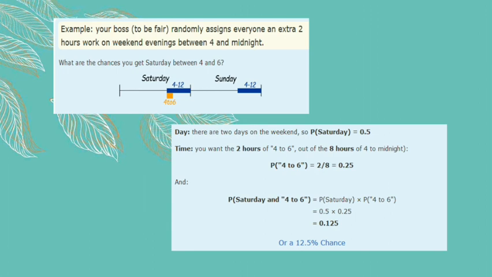That equals 0.25. The probability of Saturday and 4 to 6 equals the probability of Saturday times the probability of 4 to 6, which equals 0.5 times 0.25 equals 0.125, or a 12.5% chance.